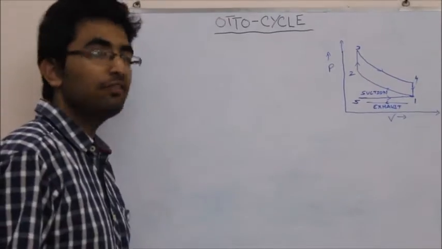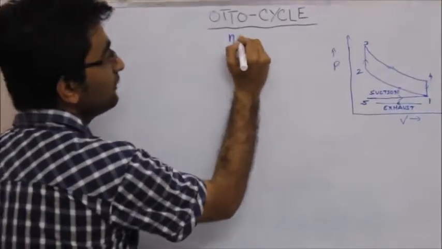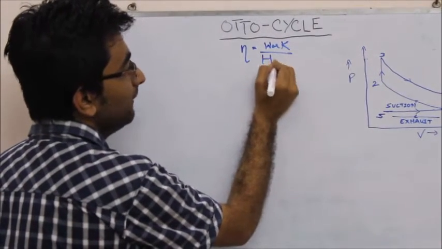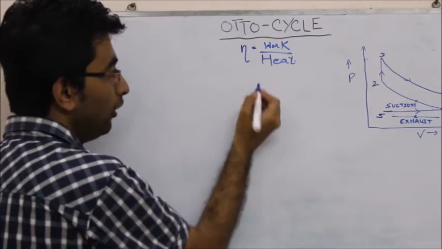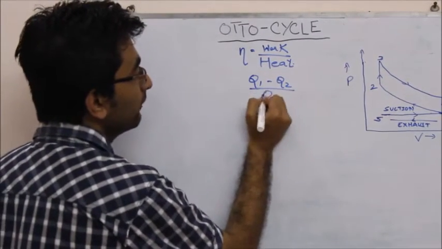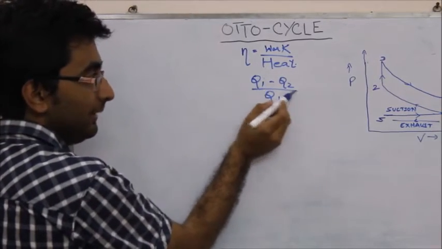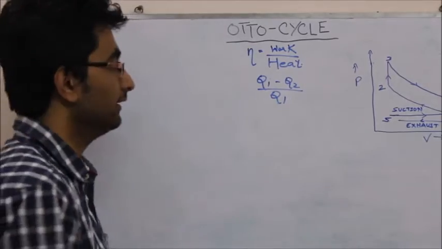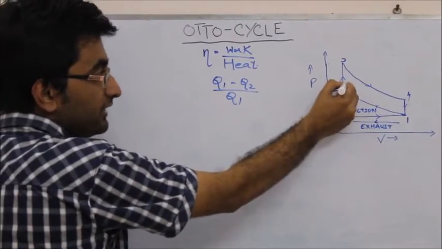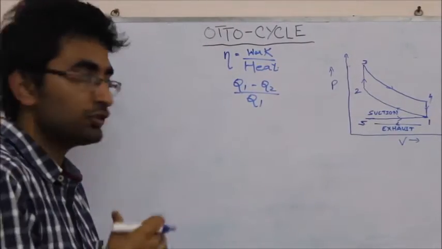Now let's derive the efficiency of Otto cycle. Basically, we know that efficiency is equal to work done by heat supplied, or you can say Q1 minus Q2 by Q1. Q1 is the actual heat supplied and Q2 is the heat rejected. Heat is supplied during the process 2 to 3. That is, heat addition takes place at a constant volume.